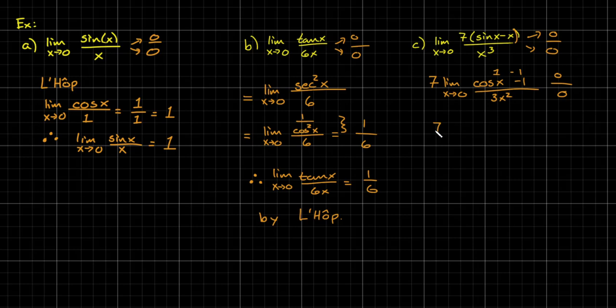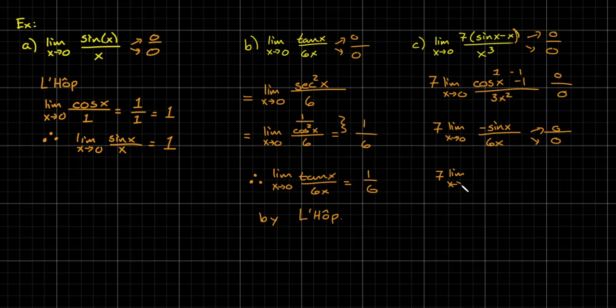The 7 is still along for the ride, and we'll just use the derivative once more. What's the derivative of cosine x? So now we get negative sine x, and minus 1's derivative is 0, so it's gone, all over 6x this time. I try it one more time, and I once again get 0 over 0. Kind of a bummer, but it's not the end of the world, because as soon as we get 0 over 0 for a limit, what can we try? We'll do L'Hopital one more time. One last time. Okay, so here we go.